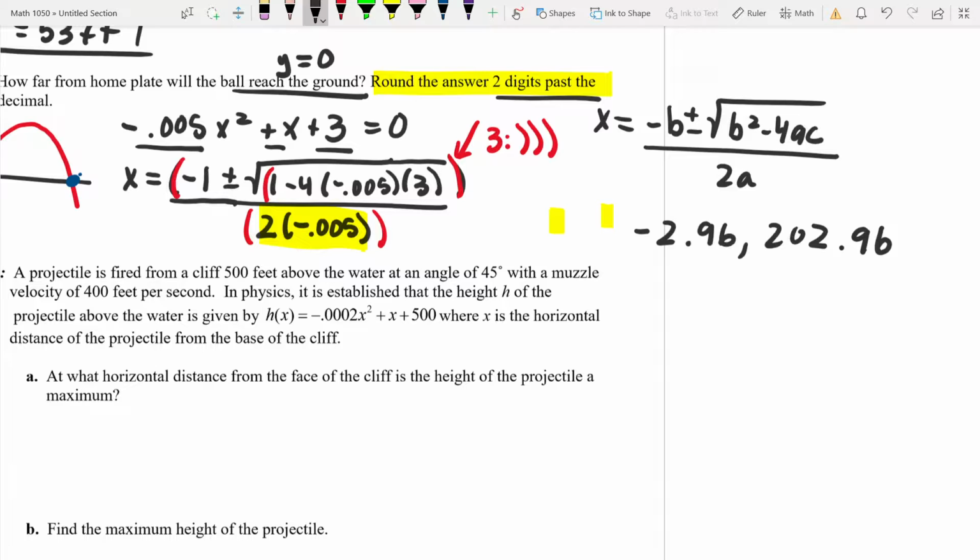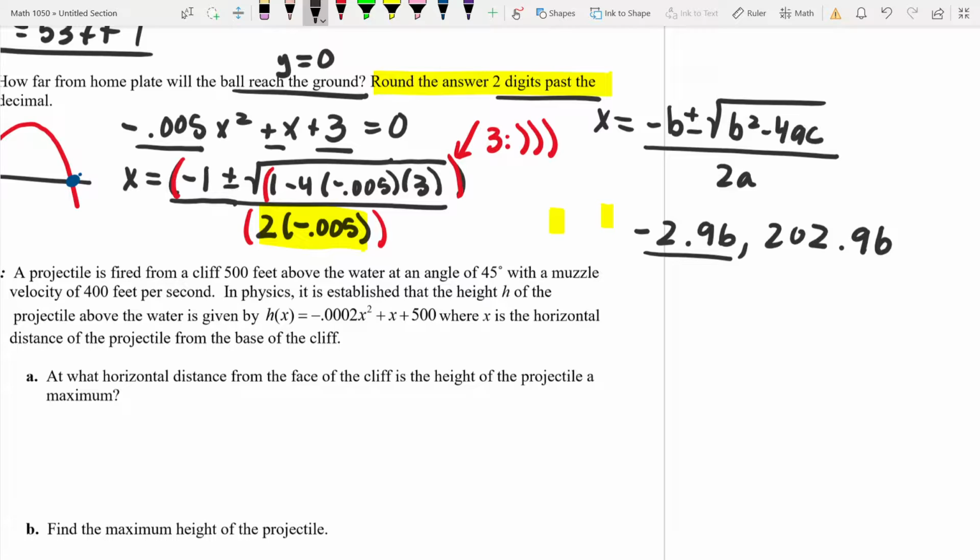Somebody talk to me about that -2.96. It doesn't make sense, right? Listen to this. I'm the batter. There's the pitcher. X stands for distance from home. I hit the ball. What does a negative distance from home mean? Tell me that. Flew behind you. Can you play baseball with the ball behind you? No, that's a foul ball, right? And that is negative distance, doesn't make sense.